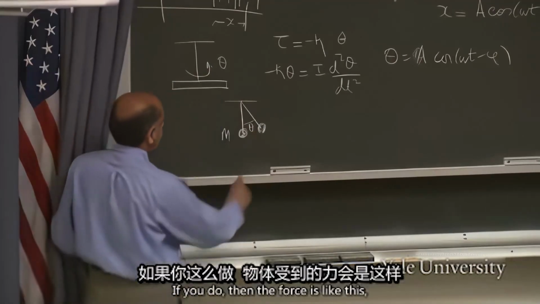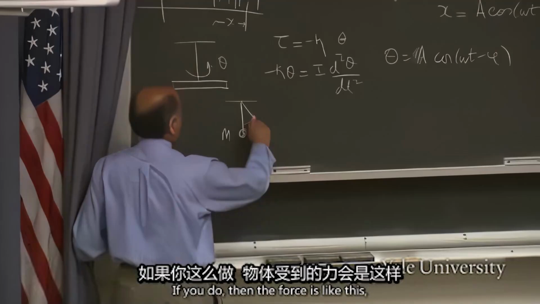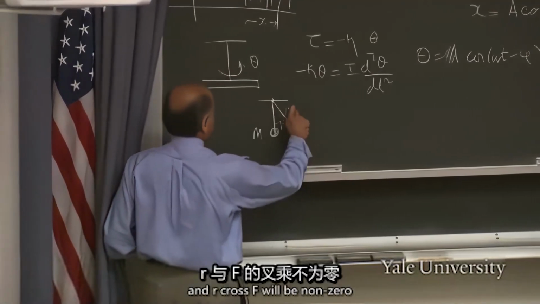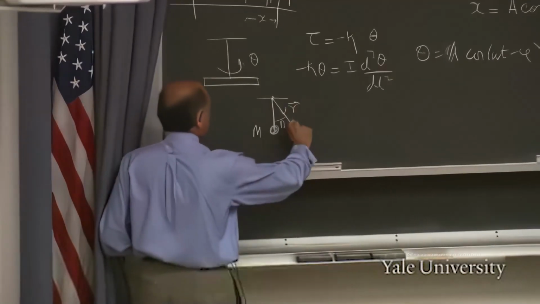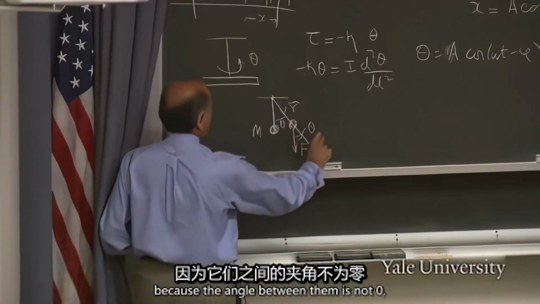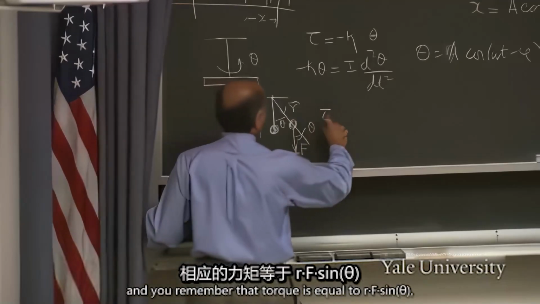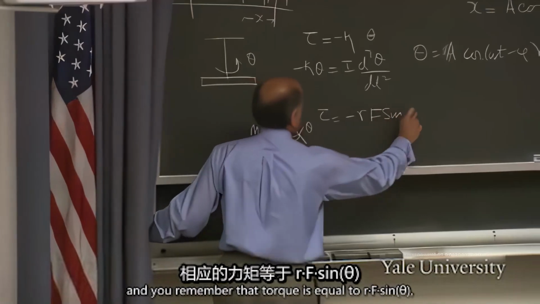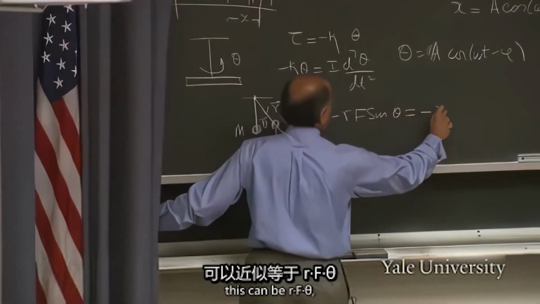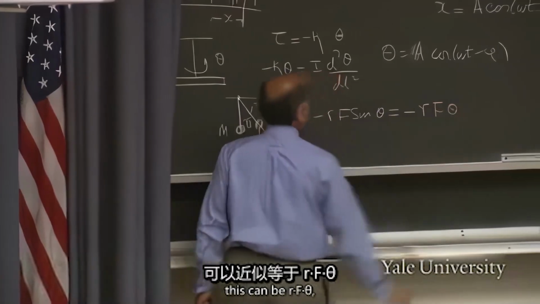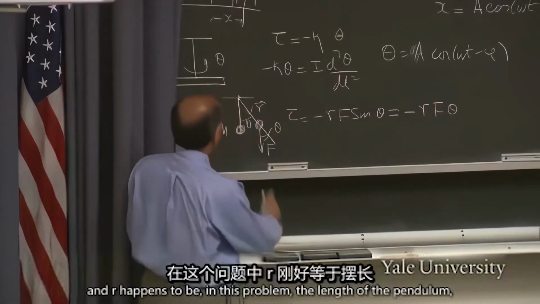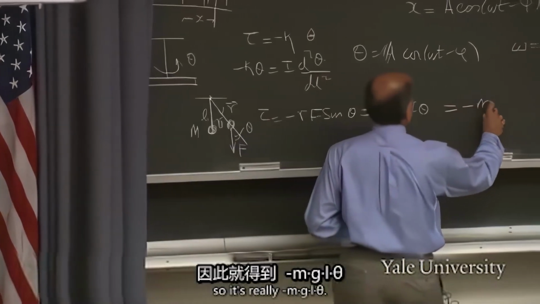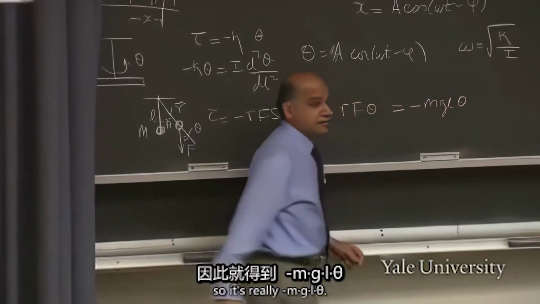If you do, then the force is like this. The separation vector r from the pivot point is this. And r cross F will be non-zero because the angle between them is not 0. And you remember the torque is equal to r F sine theta. And I told you for small angles, this can be r F theta. And r happens to be, in this problem, the length of the pendulum. So it's really minus mg L theta.